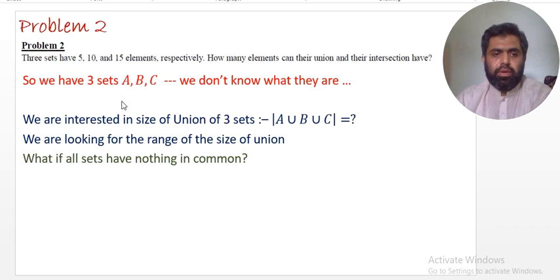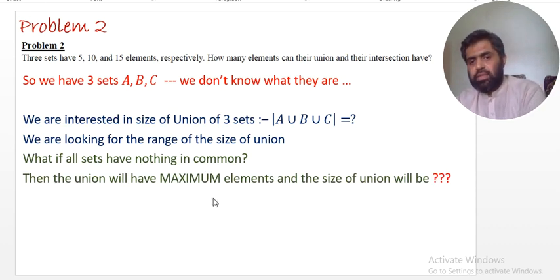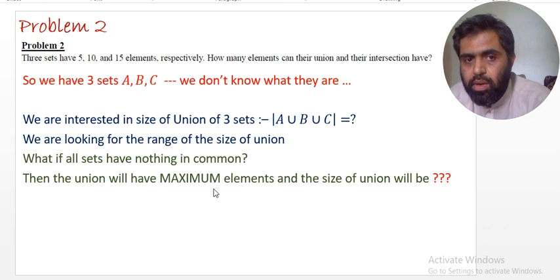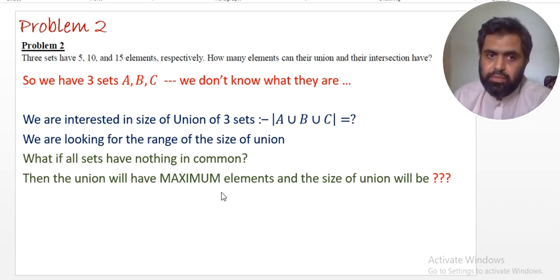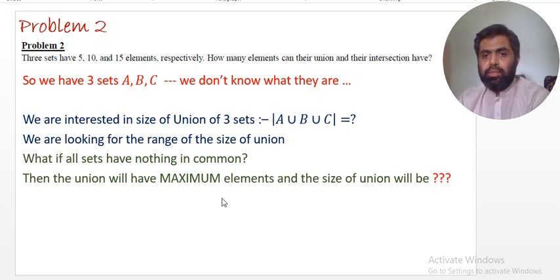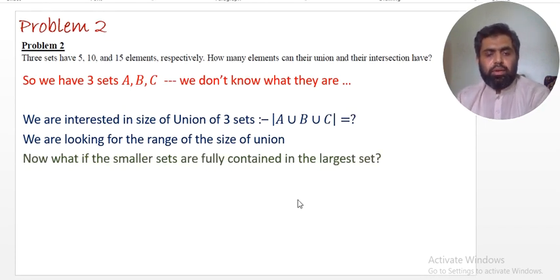Okay, so we consider two cases. What if all sets have nothing in common? जो तीन sets A, B, C हैं, they have nothing in common. तीनों के distinct, unique elements हैं. तो उनके union का size क्या होगा? So the union will have maximum elements in it. It will have all elements of A, which are 5 elements. It will have all elements of B, which are 10 elements. It will have all elements of C, which are 15 elements. So now you know the size of union. It is obvious.